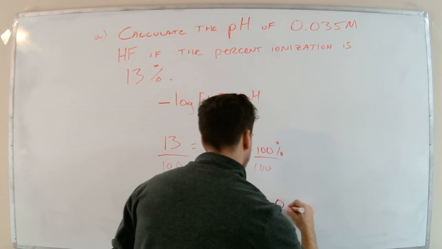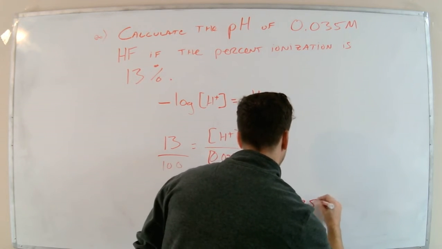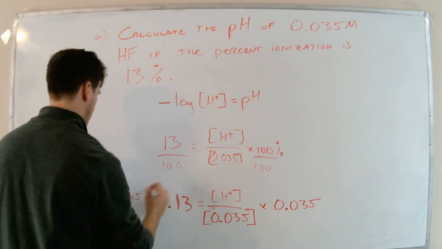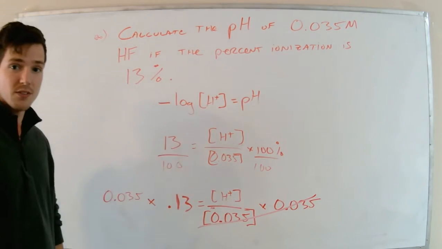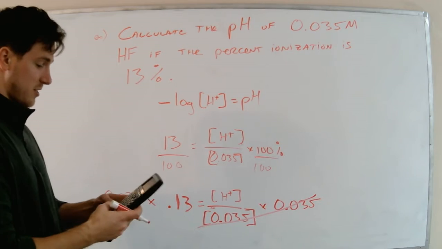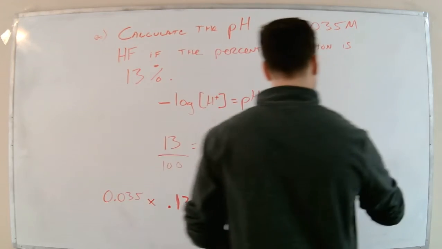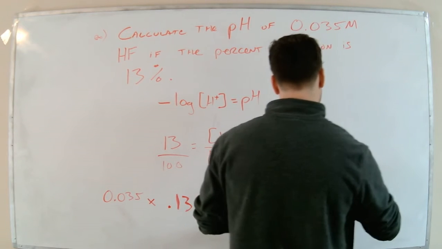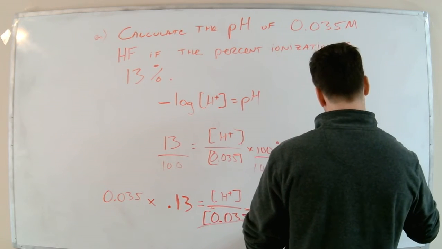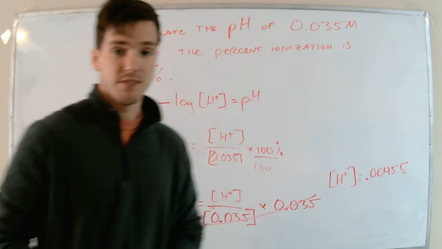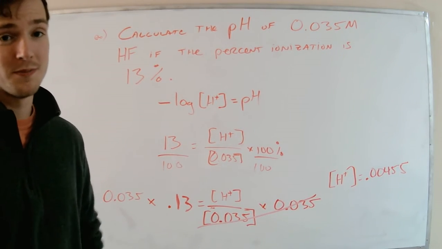Okay, now to get H plus by itself, we multiply by 0.035 on both sides. Right? Those will cancel out. So my H plus is now 0.13 times 0.035. So my H plus is 0.00455. Cool. I got H plus.